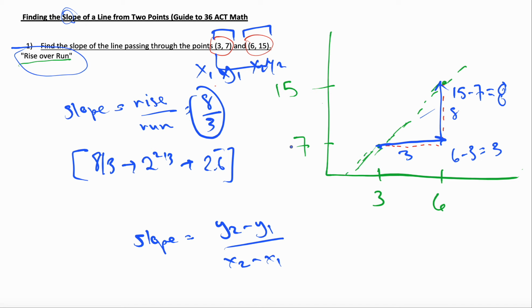We can also do the other way around. It's not going to matter. We can have this be x2, y2, and we can have this be x1, y1, the other way around. So let me show you what that would look like. Let's have 7 minus 15 over 3 minus 6. Well, 7 minus 15 is negative 8. 3 minus 6 is negative 3. What happens when you divide two negatives? They cancel out. 2 2/3. So you can orient the points either way you want in terms of which is point 1 and point 2.